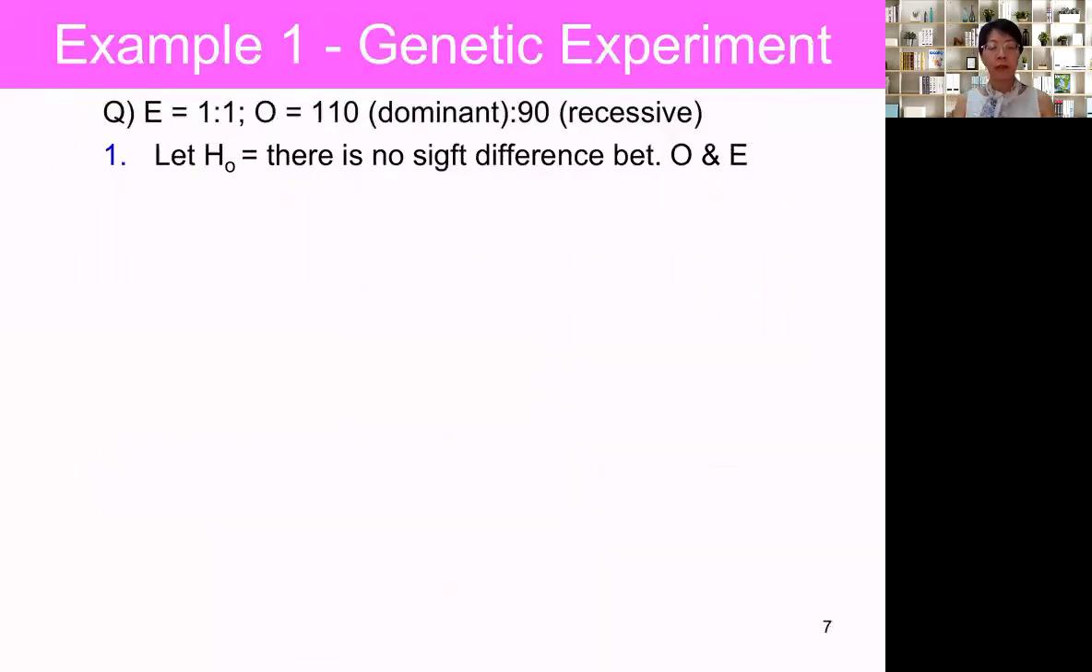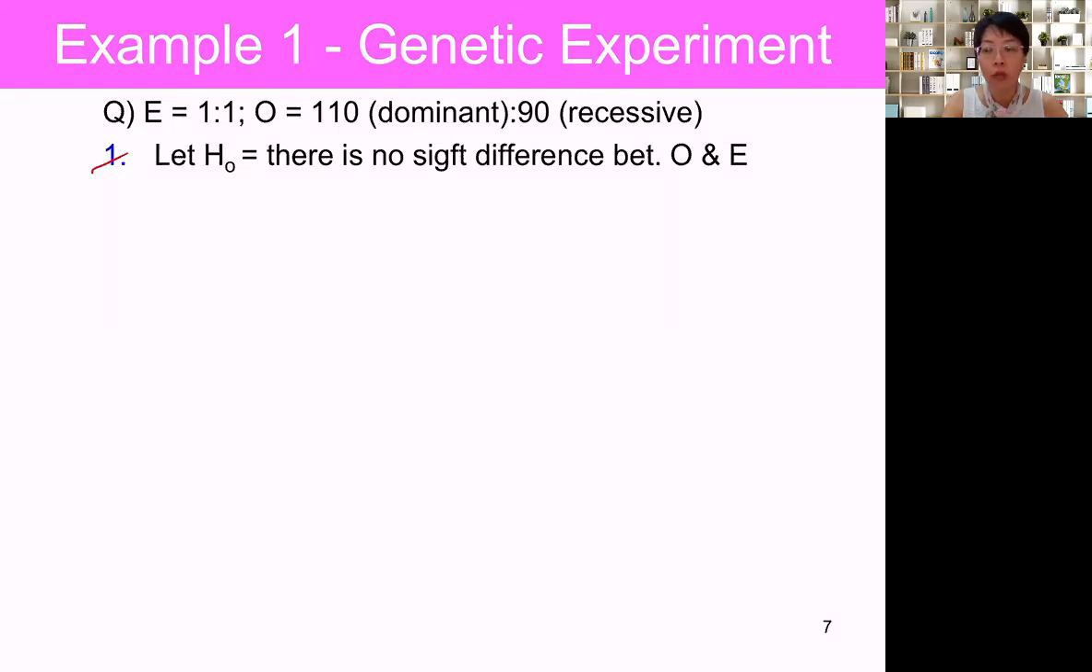Okay, so let's say, for example, in an experiment, the expected ratio is 1:1, and the observed ratio is 110 dominant and 90 is recessive. So now you're asked to do the chi-square test to find out the goodness of fit between O and E. So step number 1, let the null hypothesis be there is no significant difference between O and E.